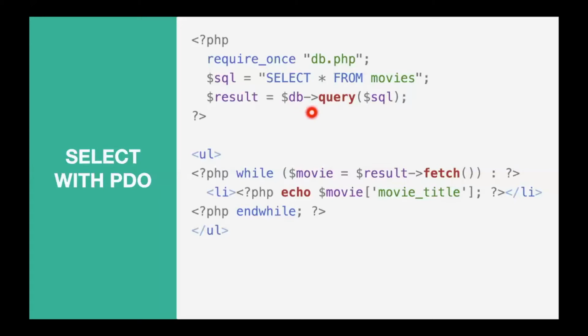Because we're dealing with an object here, we're going to have to use this arrow. It's a single dash and a greater than. This is a special type of arrow for accessing methods from an object. So $db, the arrow, and then query, and then we'll pass in our query statement. Now you could just pass your query statement directly in there, but I typically like to store it in a variable. Makes it a little easier to read.